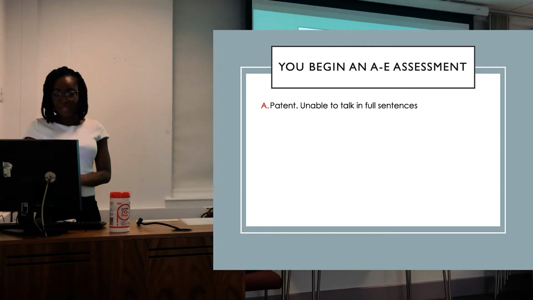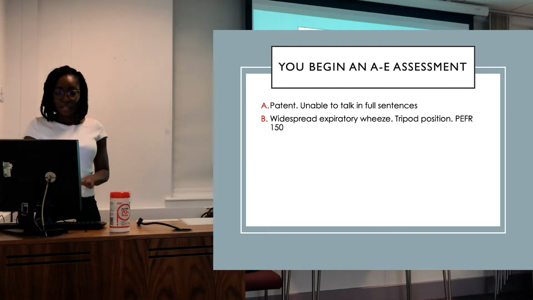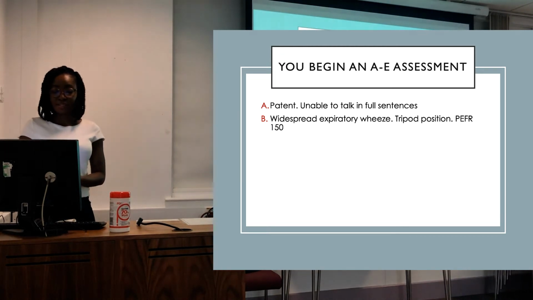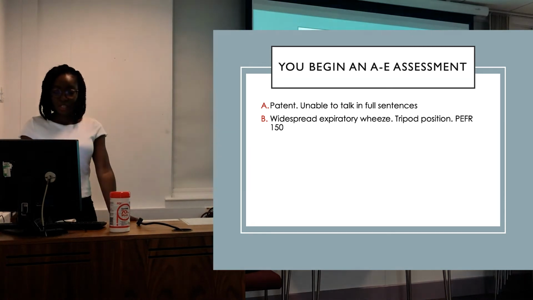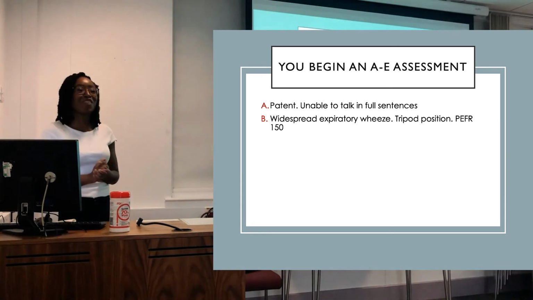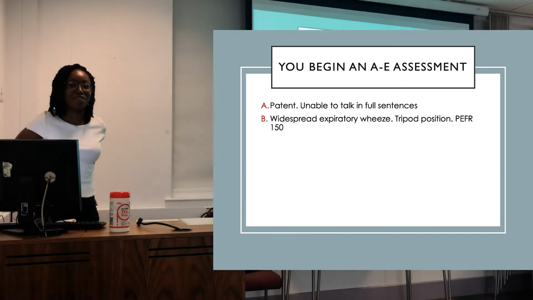So his airway's patent, but he's unable to talk in full sentences. He has widespread expiratory wheeze, he's sitting in a tripod position, and his peak flow is now 150. Oops, I've given you the answers. So what are you going to do? If you can't read that quickly, hopefully.